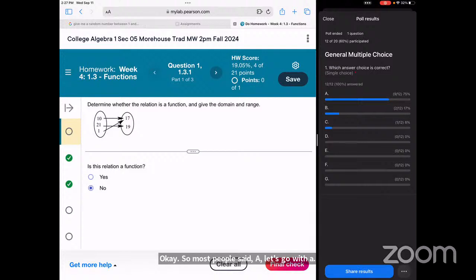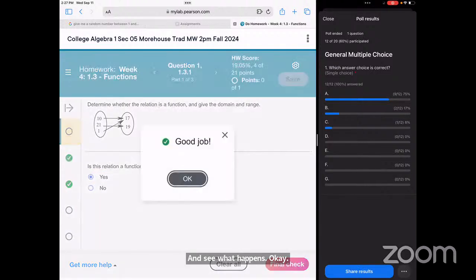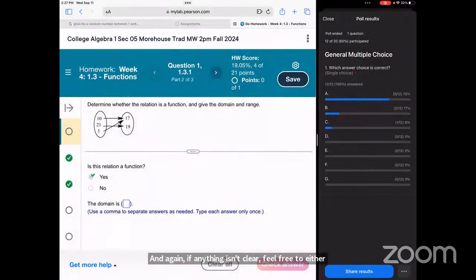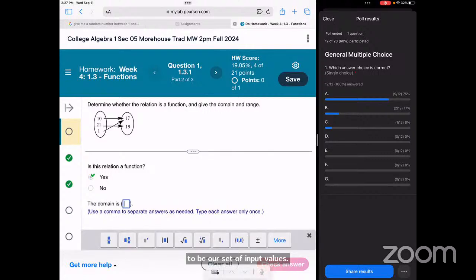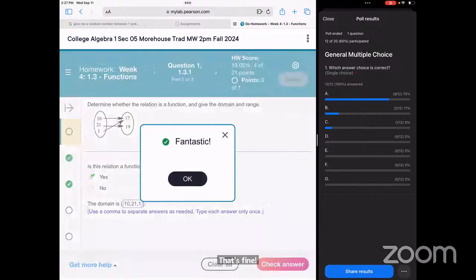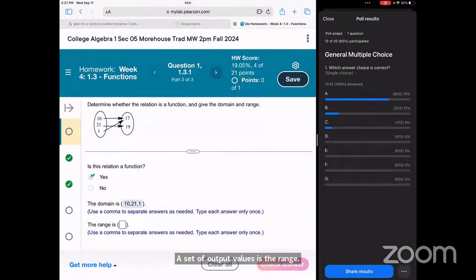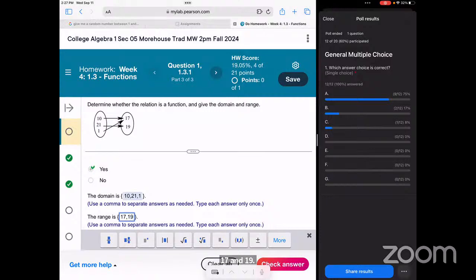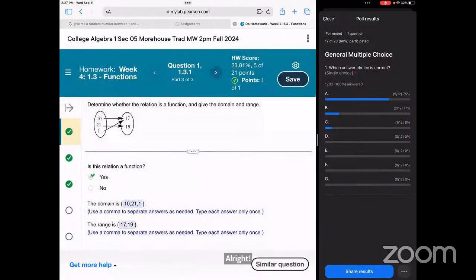Again, if anything isn't clear, feel free to either unmute yourself or type in the chat or Q&A, and we can answer questions there. The domain is going to be our set of input values. So 10, 21, and 1. That's fine. The set of output values is the range, 17 and 19. Okay, not too bad. All right, let's go to question 15.